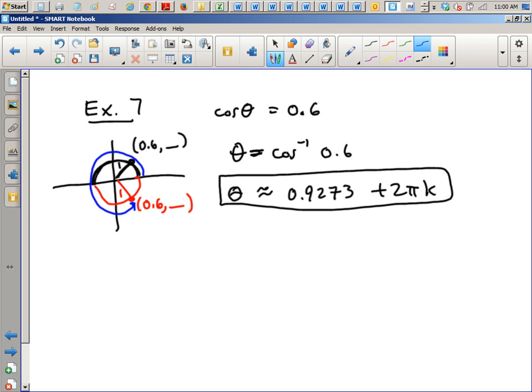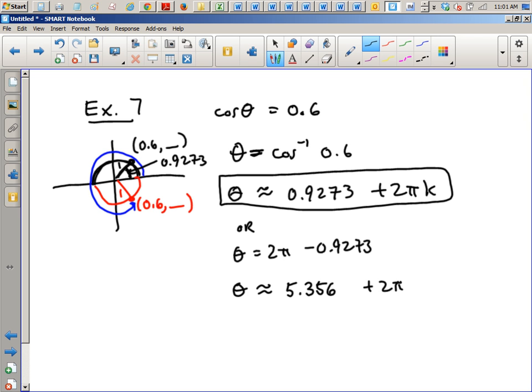In other words, if this angle right here is 0.9273 radians, then the blue angle is 2 pi minus that. So you would do 2 pi minus that to get the other answer. So let's go ahead and do 2 pi minus the answer. Theta would be 5.356 plus 2 pi k.